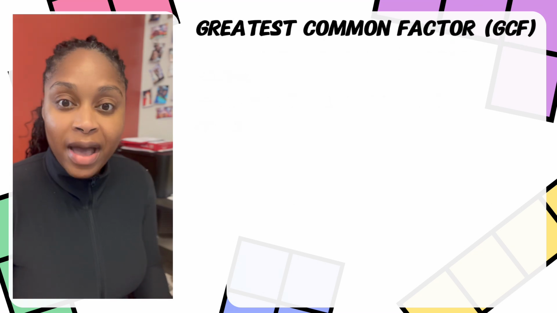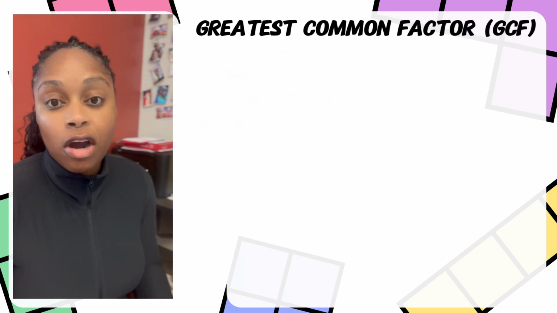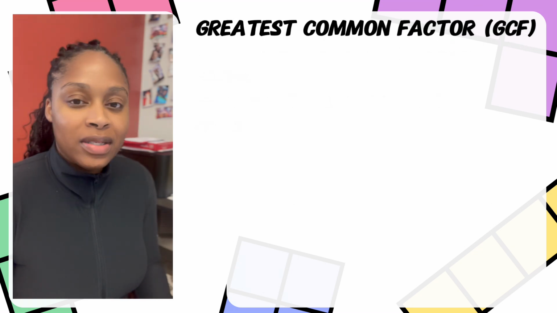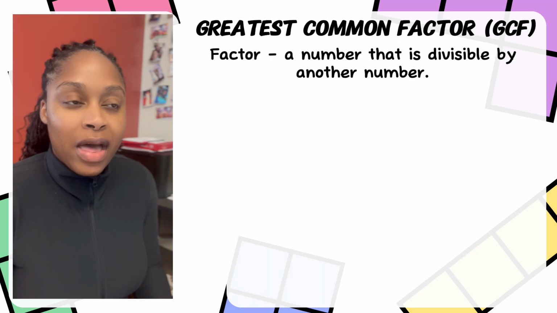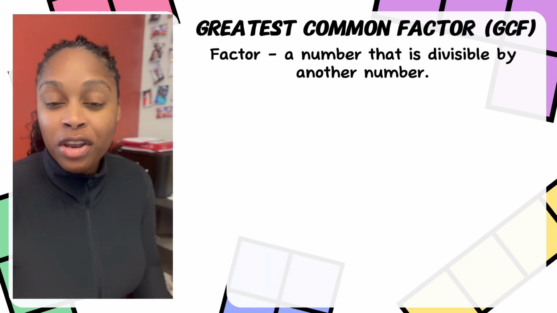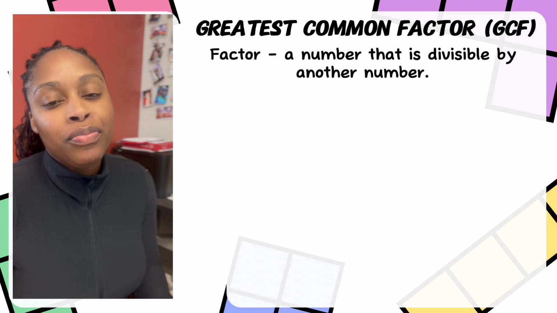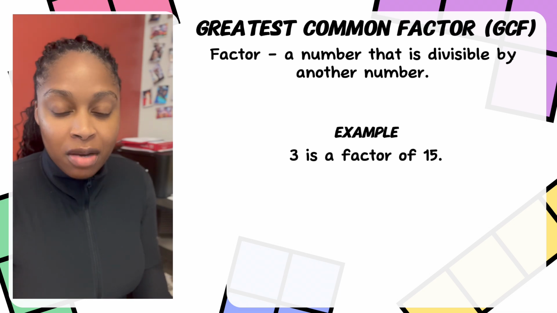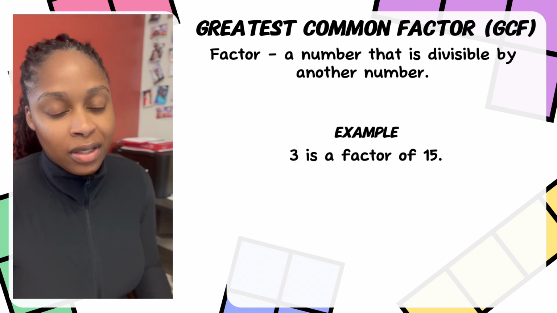The first form of factoring is taking out our GCF, our greatest common factor. And when we say factor, in this case, we're meaning that a number is divisible by another number. So for instance, 3 is a factor of 15 because 15 is divisible evenly by 3.